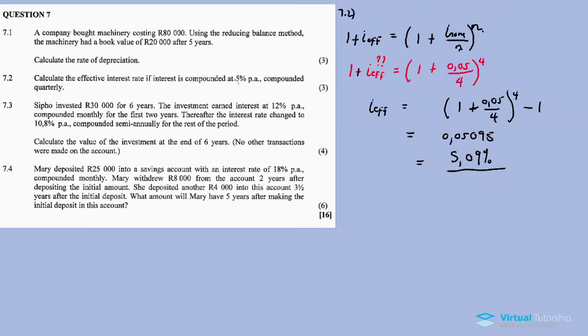This interest rate is 5% compounded quarterly. Effective interest rate simply means what is the total effect of this 5% compounded quarterly in a year, or per annum, right? So that's the whole idea, effective interest rate. An effective interest rate is always higher than the nominal interest rate. 7.3.